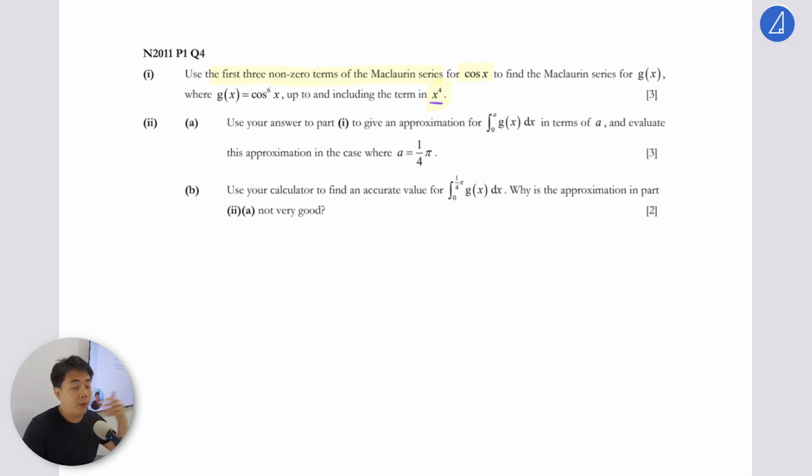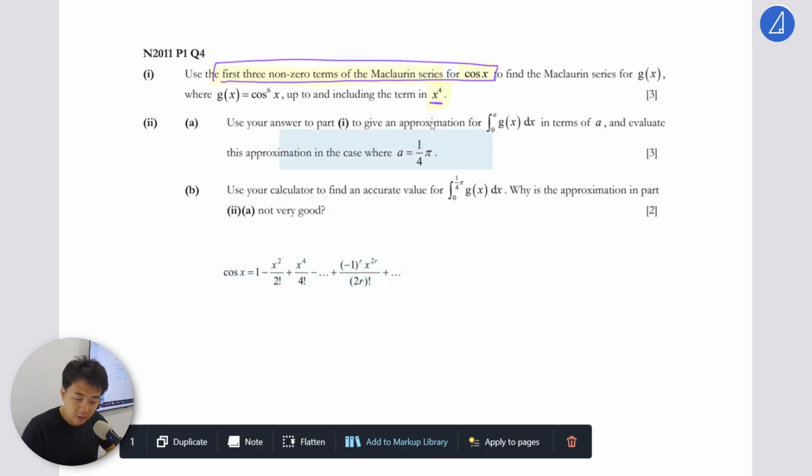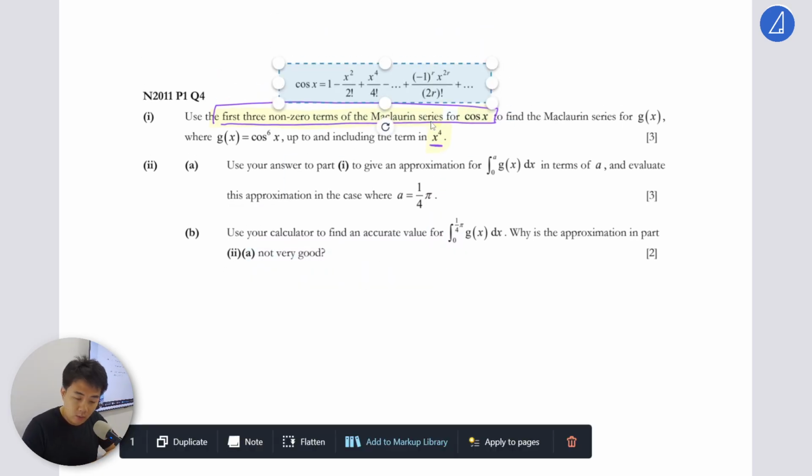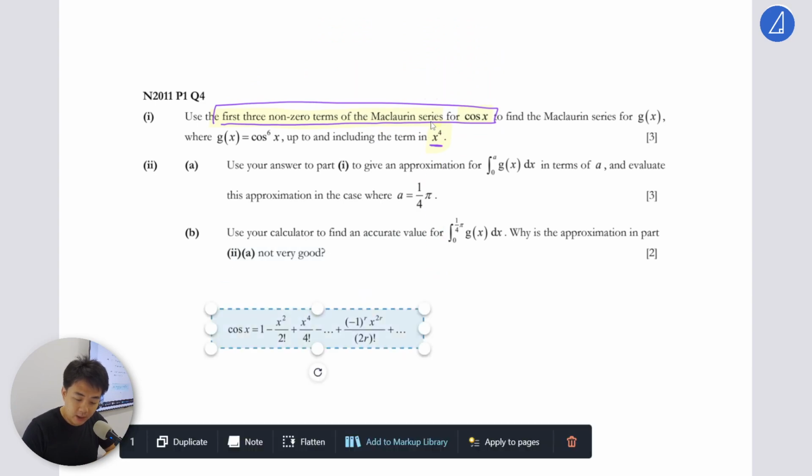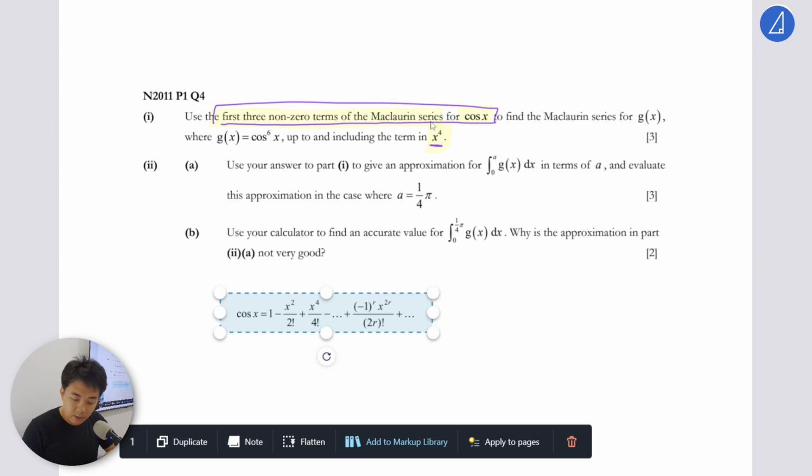Whenever you do Maclaurin series, just understand where to stop. If you don't know where to stop, we check. Okay, so you just write it down. First 3 non-zero terms of cosine x. Just follow what they say. So this is the standard series of cosine x, right? We want the first 3 non-zero terms, meaning up to power 4.